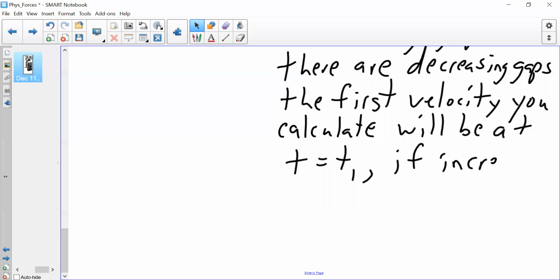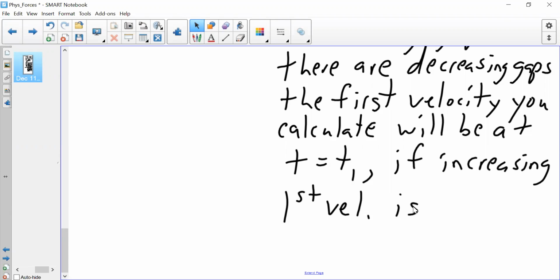If the gaps are increasing, my first velocity will be 0 at t equals t1. So that's for increasing gaps.